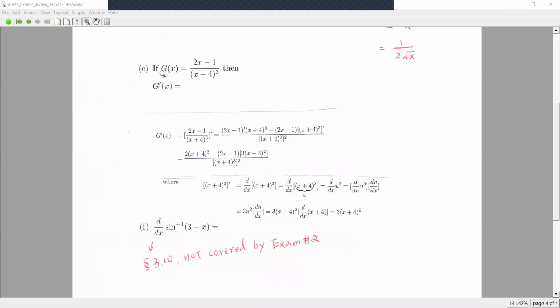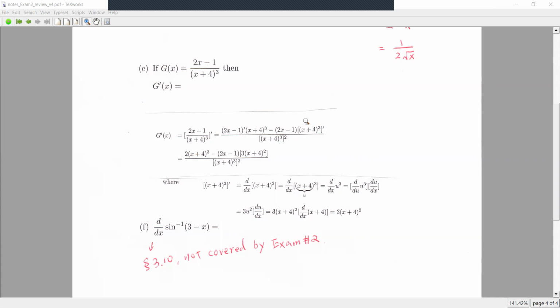Question E. The function g is a quotient. So to compute the derivative of function g, we need the quotient formula. By the quotient formula, derivative is derivative of the top times the bottom minus the top times derivative of the bottom, then all divided by the bottom squared. Derivative of 2x minus 1 is 2.